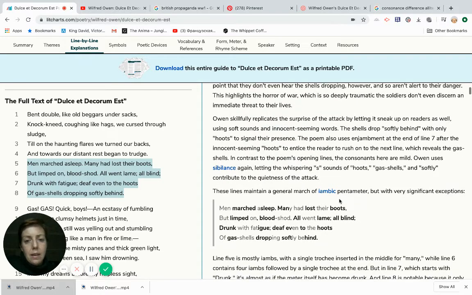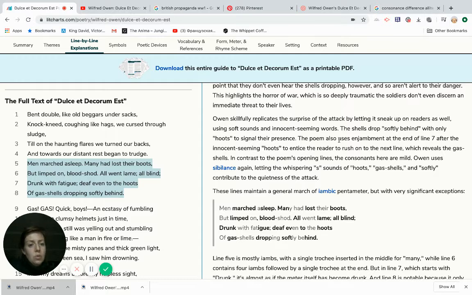Owen skillfully replicates the surprise of the attack by letting it sneak up on readers as well, using soft sounds and innocent-seeming words. The shells drop softly behind, with only hoots to signal their presence. It's not like some massive explosion happened that would obviously warn them of this attack.